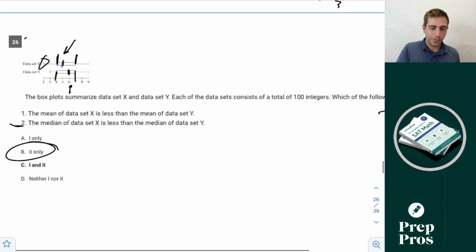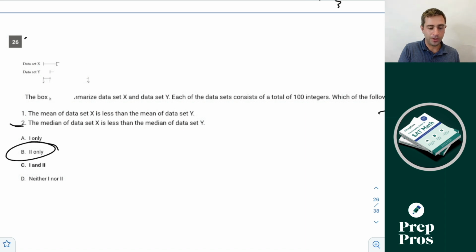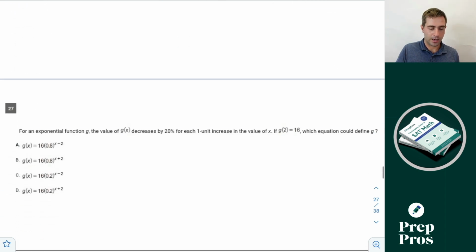The only way we could possibly tell that the mean would be less is if the entire box was down here, because then we could start to logically infer that. But without that, you're not going to be able to make that statement correct there.